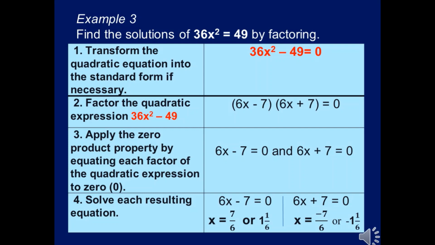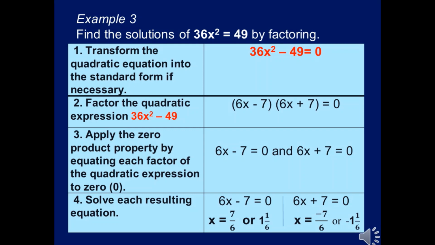Okay, on the other side, we have 6x plus 7 equals 0. Then same thing with what we did earlier. So we transpose the constant to the other side, so that becomes negative 7. Then divide both sides by 6. So the answer is x equals negative 7 over 6, or negative 1 and 1 over 6.